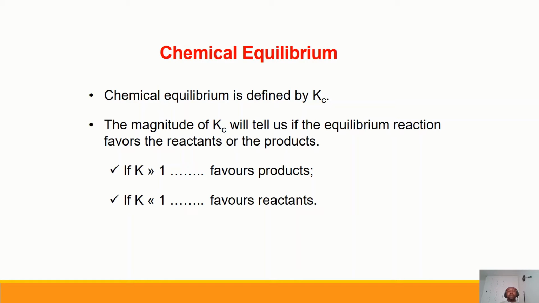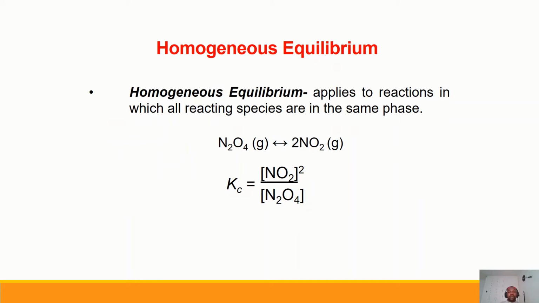So there are some things we need to know about Kc. So the magnitude of Kc will tell if the equilibrium reached favors the reactant or the product. So for example, if Kc is greater than 1, that means the equilibrium favors the product. So if Kc is less than 1, that means that the equilibrium favors the reactant.